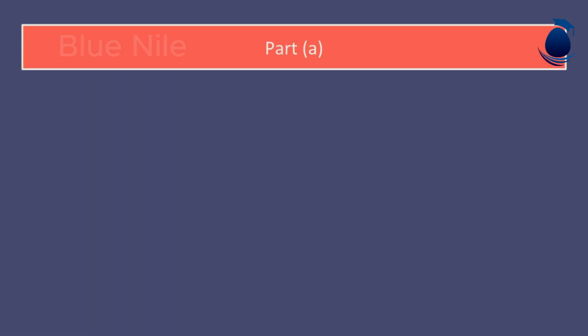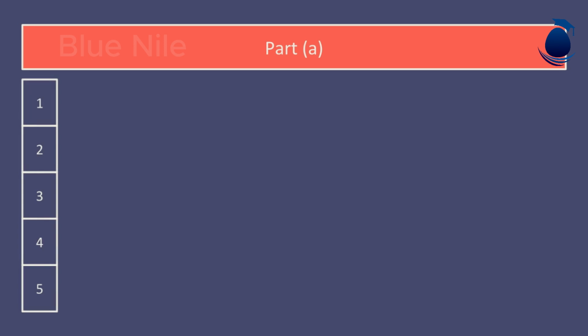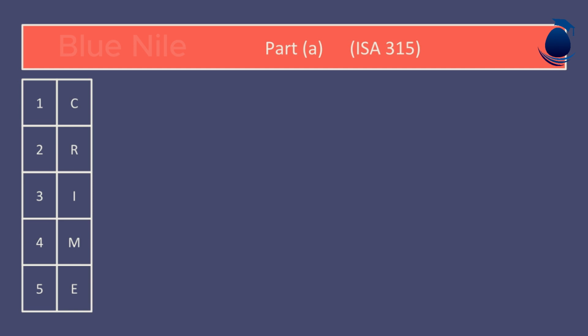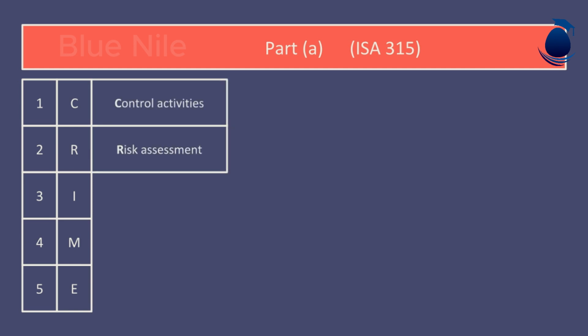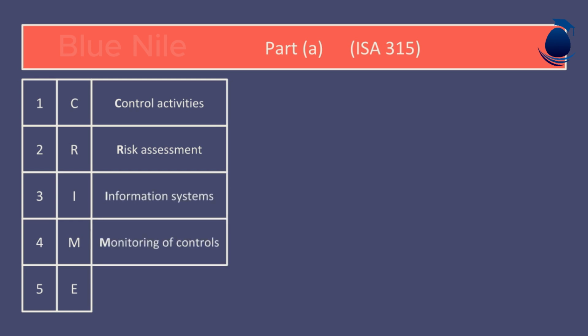Part A requires us to identify and explain 5 components of an internal control system. ISA 315 provides the auditor with this information, and your knowledge of this standard is required to be able to answer it. To remember the 5 components, I use CRIME. C is control activities. R is risk assessment. I is information systems. M is monitoring of controls. And E is control environment.